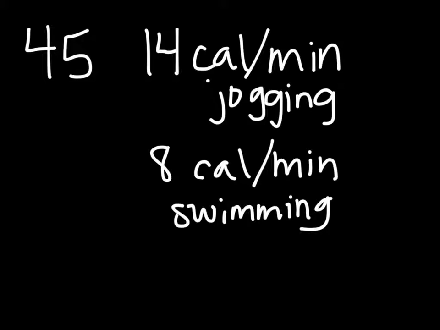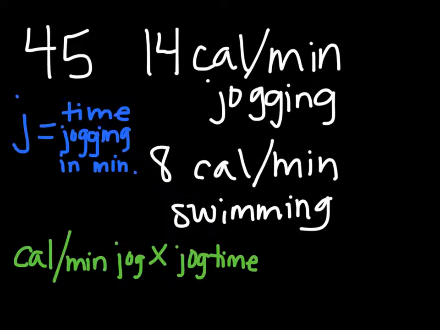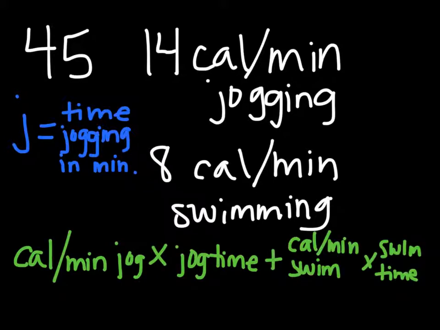So we're going to let J be the time you spend jogging in minutes. So write an expression using the term J for the total calories you burn during your workout. Okay, so how are we going to do this? Well, we know that we have calories per minute jogging times the amount of time spent jogging plus your calories per minute swimming times the time spent swimming. This equation will give you the total number of calories burned in the workout.